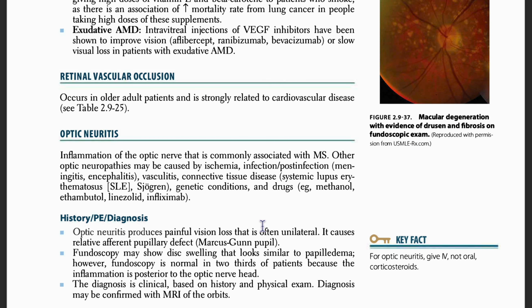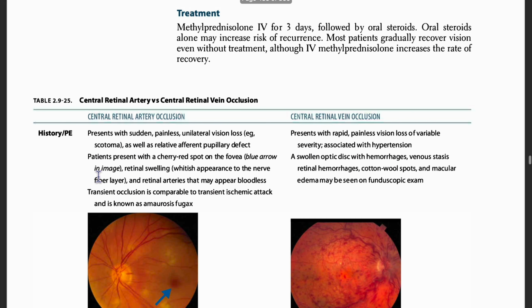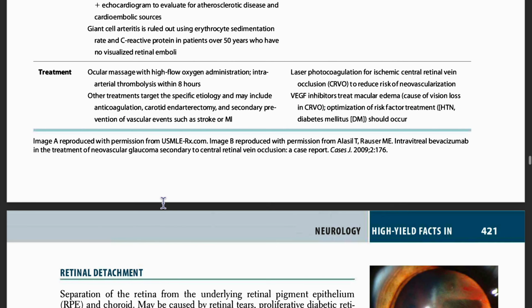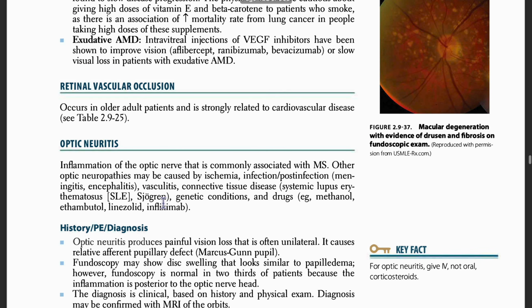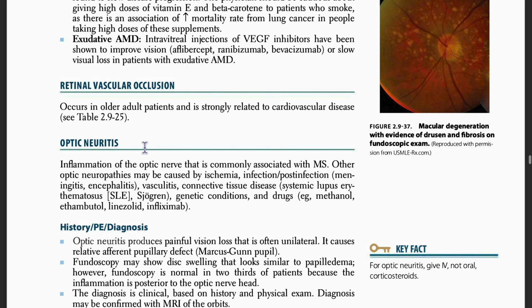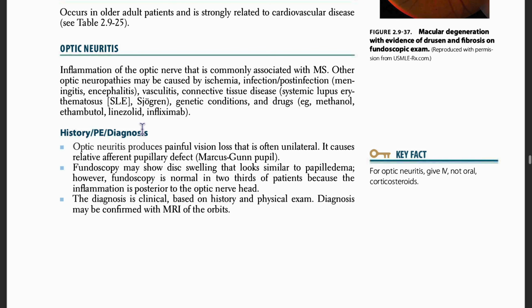Retinal vascular occlusion occurs in older adult patients, and is strongly related to cardiovascular disease. Okay, retinal vascular occlusion, see table 2.925. This one, we'll go through that. Okay. Optic neuritis. Inflammation of the optic nerve that is commonly associated with MS. Okay.